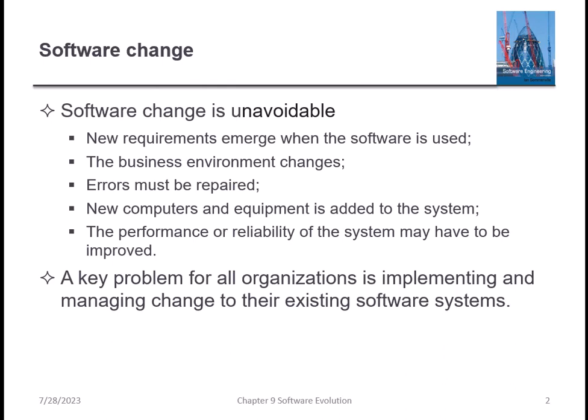New computers and equipment are added to the system, or we can say technology changes. Technology can change over time. If the system is older than 10 years and a new technology change occurs, it might be possible that the existing software does not support the upcoming technology, so we must adapt the existing system to that new technology, so we must bring changes. The performance or reliability of the system may have to be improved.